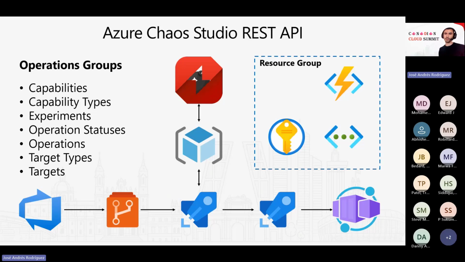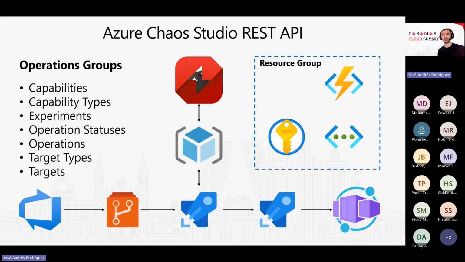In addition to that, you have the Azure Chaos Studio REST API. At the moment, the REST API is the only tool that's available to be able to interact with the different features that Azure Chaos Studio offers. So if you wanted to create an experiment, run an experiment and see the progress of that experiment, you can leverage a REST API that is offered for Azure Chaos Studio.